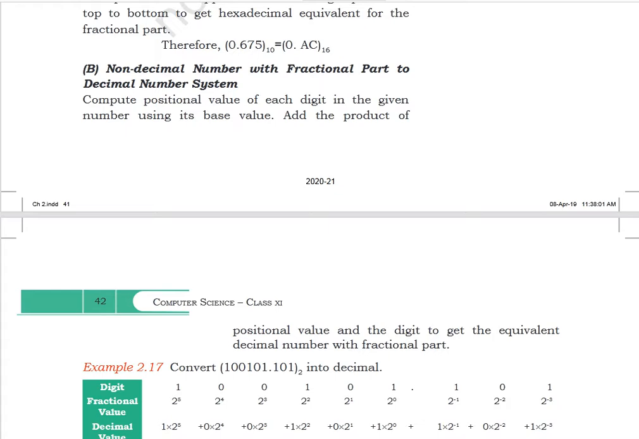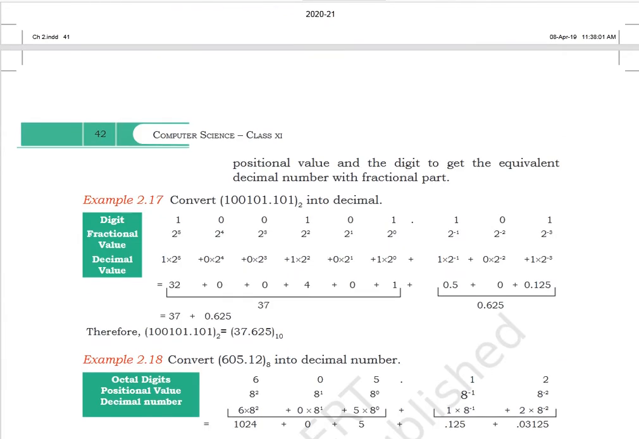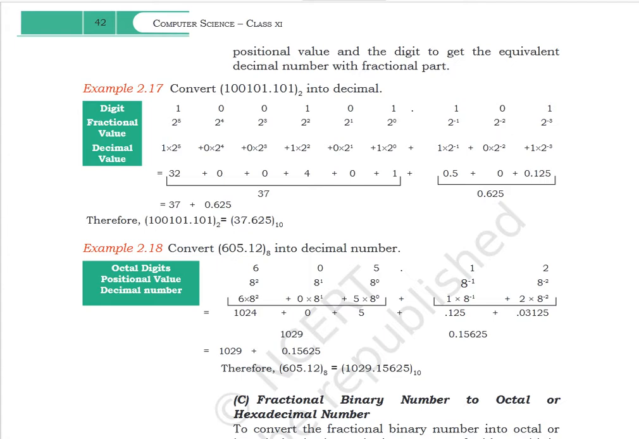Now non-decimal number with fractional part to decimal number system. This is very important. What is the procedure? We are using here the positional value and the digit to get the equivalent decimal number with fractional part. We will discuss this with the help of an example. See, convert 100101.101 to the base 2 into its equivalent decimal.